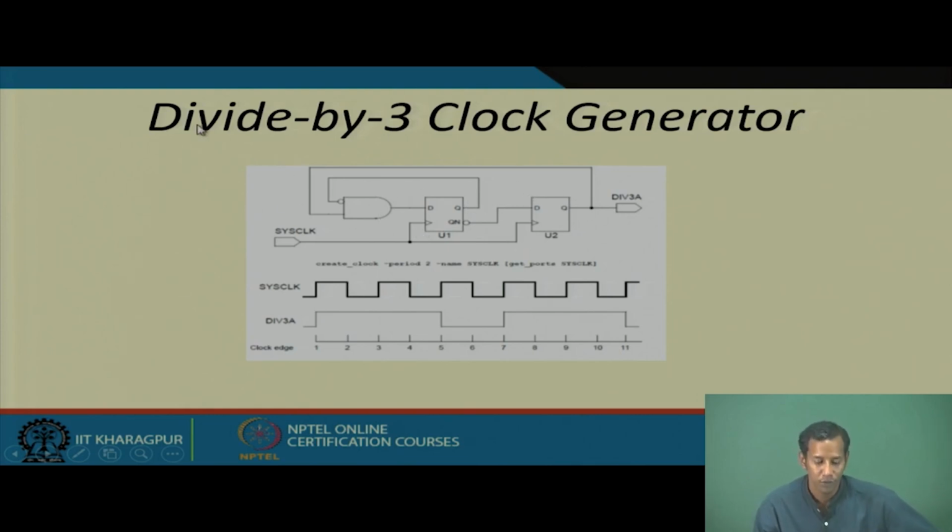Now, suppose we have to design one divide by 5 clock generator. So, at that time, what do we have to do? There will be 3 registers. Divide by 5 means I need 3 registers, and the corresponding logic will be here. Let us say that 2 will be the terminal condition.